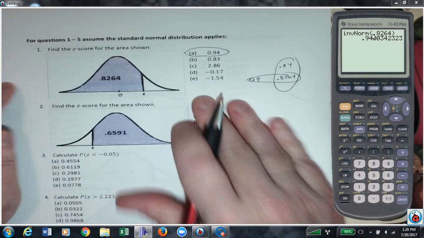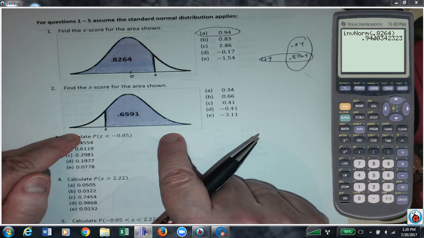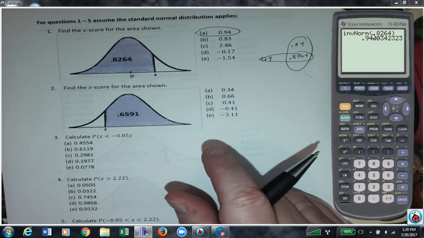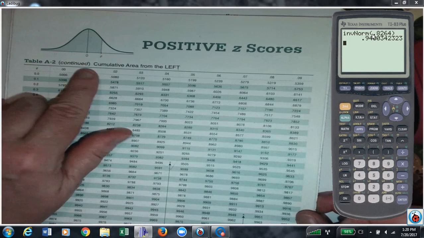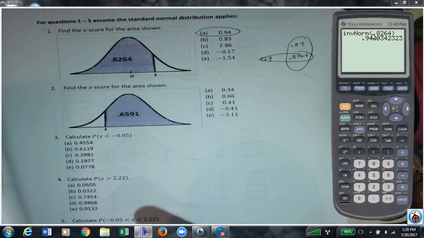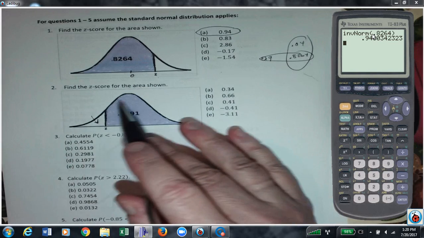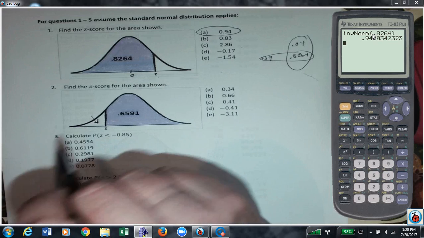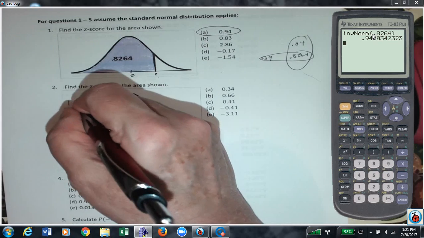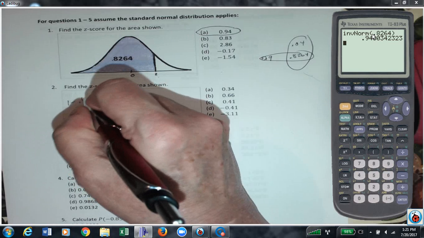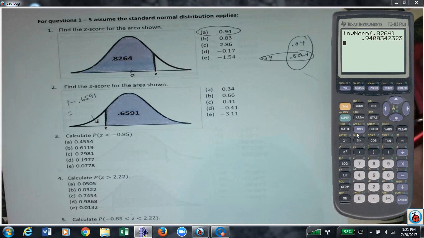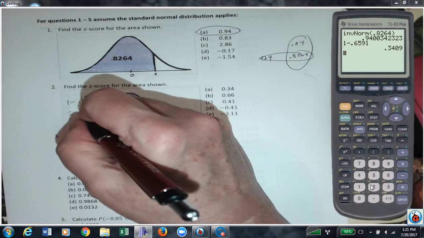Now, that one was very straightforward. We got to be really careful, though, when we have one like this, because we have not been given left area. And if I'm going to use the charts, it's all cumulative area from the left. If I'm going to use my calculator, I have to feed it in left area. So I need the left area. And since we have a normal distribution here, this left area is going to be 1 minus the shaded area. So 0.6591, so that's 0.3409.